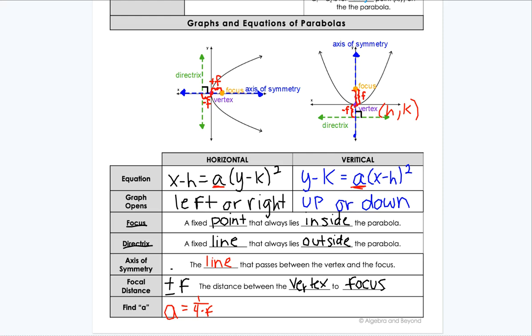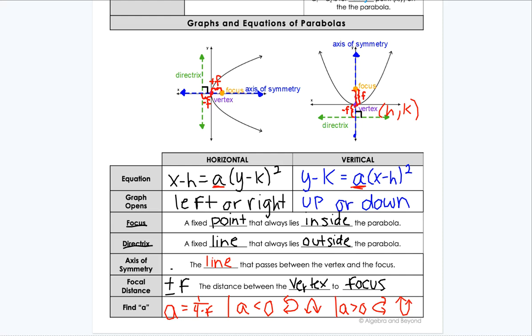The A value helps us determine how wide or how skinny, how stretched or compressed that parabola is. The A value also tells us which way the parabola is going to open. If A is less than 0, so it's a negative number, my parabola is going to open to the left or open down, depending on if it's horizontal or vertical. And the opposite is also true. If A is greater than 0, a positive number, my parabola is going to open to the right or upward, depending on if it's horizontal or vertical.